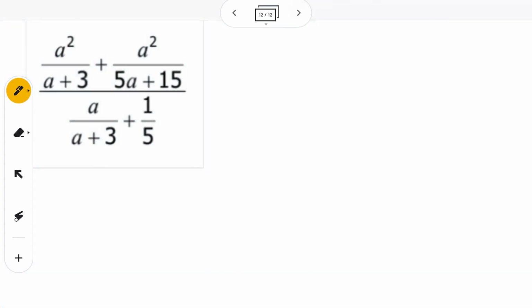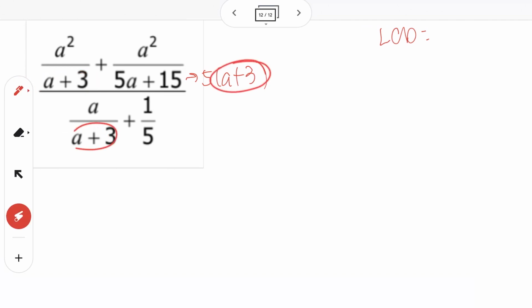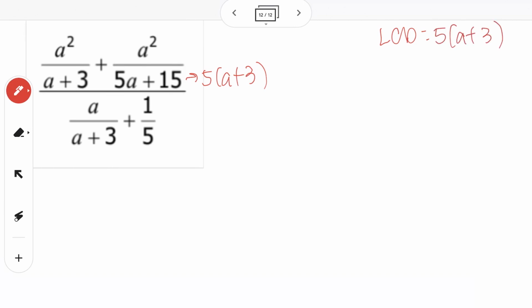Okay, we'll do one last one on here to make sure that we are good to go. To start out, you're going to factor any denominator that you can, so specifically this 5a plus 15 really becomes 5 times a plus 3. Looking at all of my little fractions, I have an a plus 3 in both of them and a 5 over here, so my LCD will just be this 5 times a plus 3. And then I'm going to go through and make each fraction have that common denominator. So multiply the little ones by what they're missing.